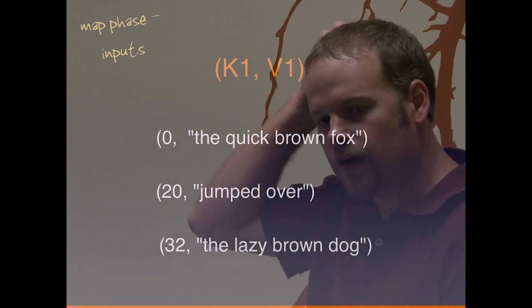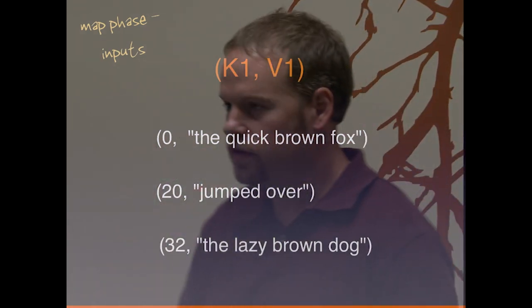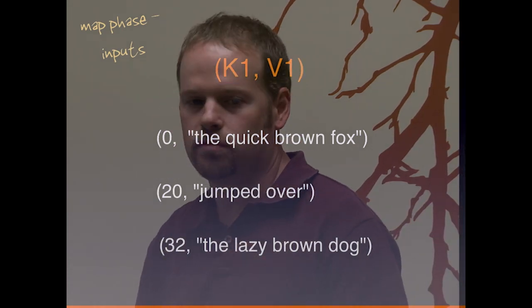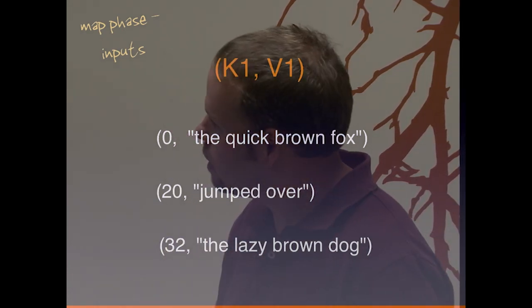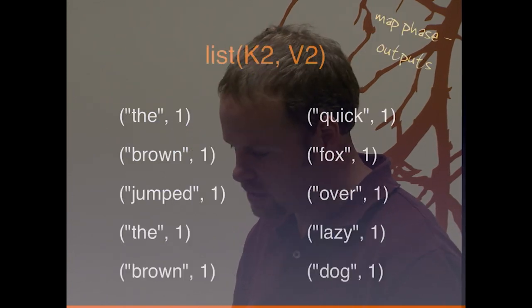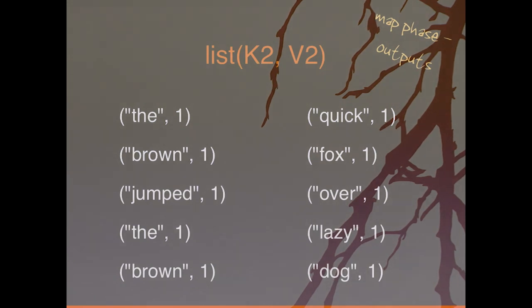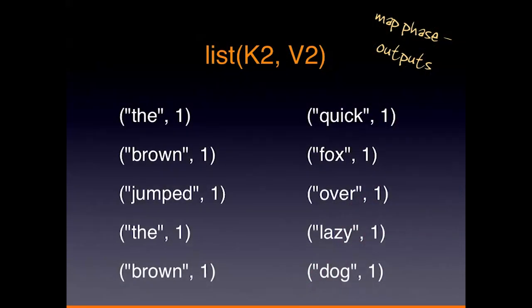And what are we going to do with those values in order to count words? This is where you declare how to do the processing. You're going to tokenize that into tokens, and you're going to count, and you're going to basically do something like this. For each token, I'm just basically going to say that is a list of K2, V2.